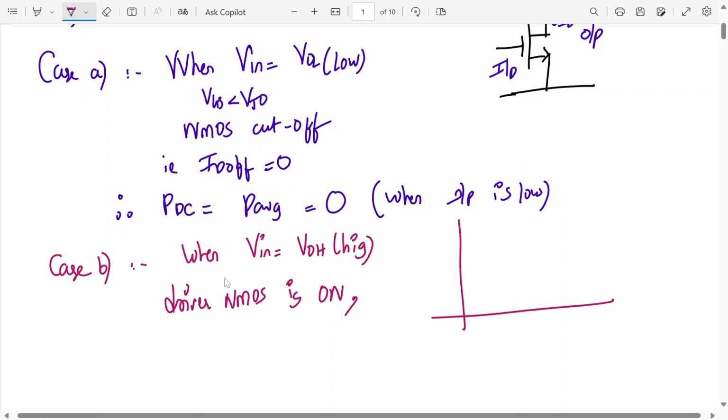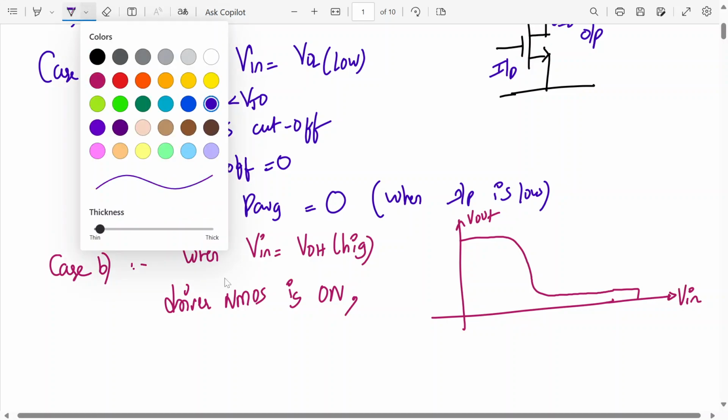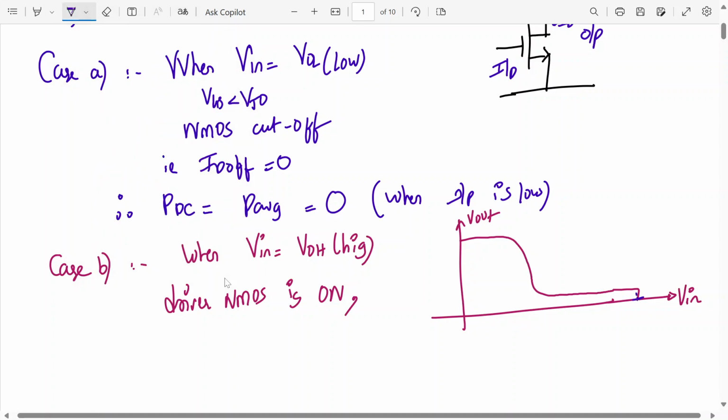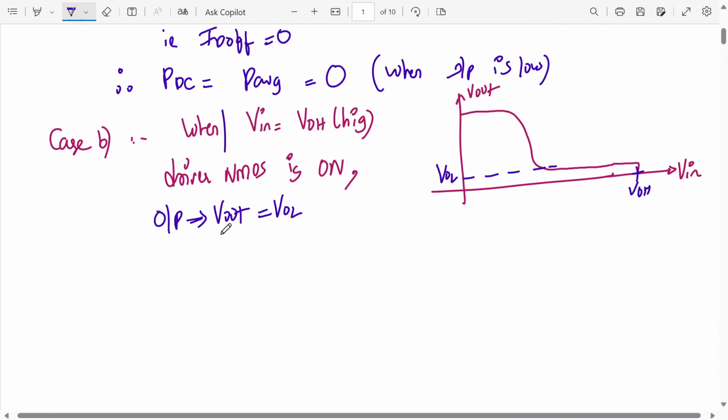Why? If we draw the VTC curve, this is my Vin, this is my Vout. So when Vin is very high, let's say close to VOH, what is my output level? Very low, so almost equal to VOL. Yes or no? So here output voltage Vout is almost equal to VOL when input is equal to VOH, high value.